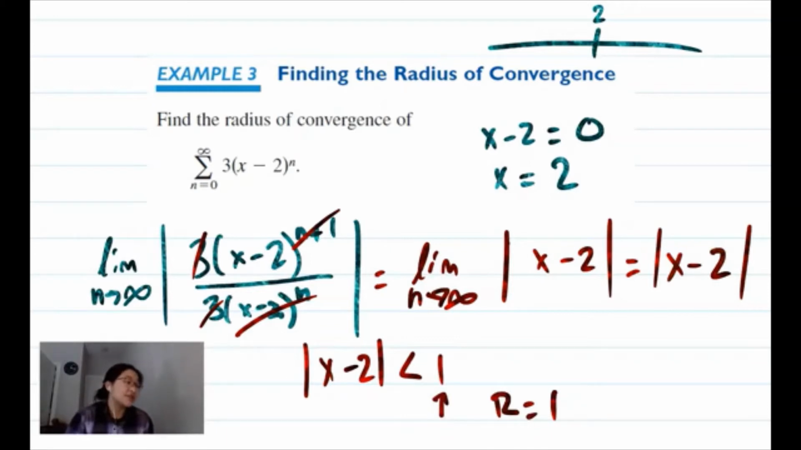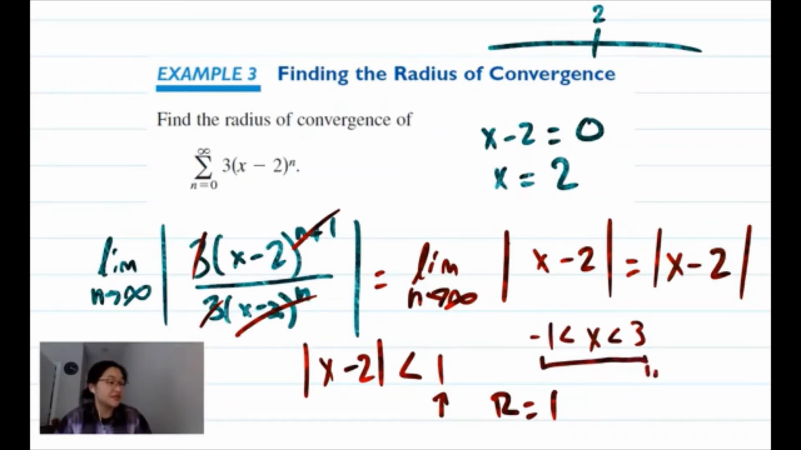And our interval of convergence: what x values can we plug in to satisfy this inequality? Whenever x is less than 3, and when x minus 2 is greater than negative 1, so x is greater than 1. So this is our interval of convergence.